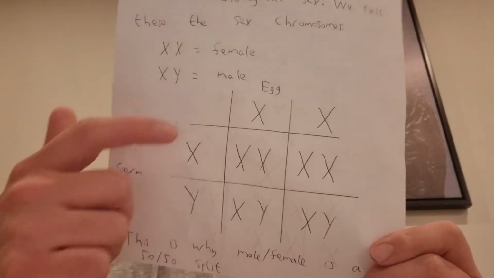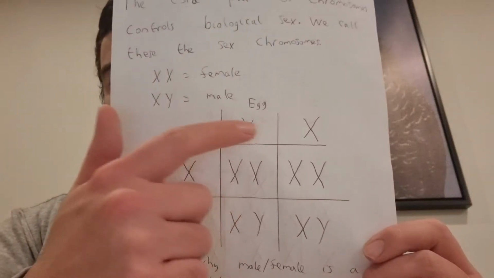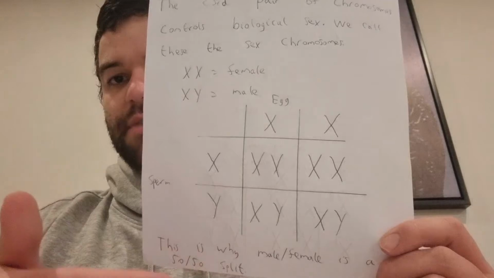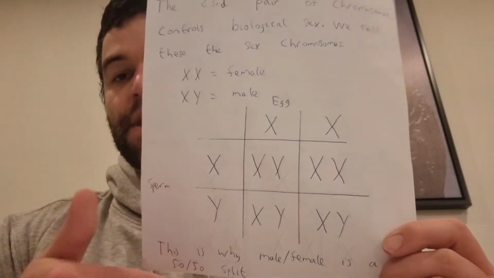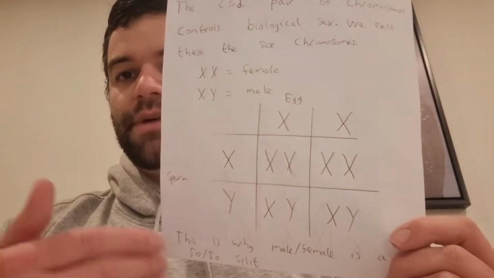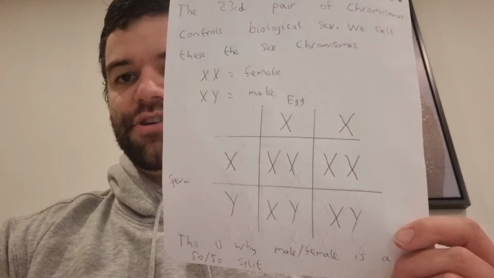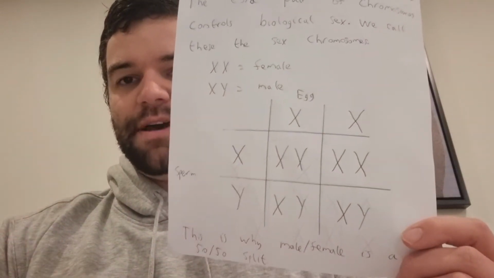So I've got the egg along the top there, and an egg will always pass on an X chromosome. So X or X, it will always pass on an X chromosome. Whereas the sperm can pass on either X or Y. All sperm can either have an X chromosome or a Y chromosome. And then when that fuses with the egg, that's what causes male or female to happen.